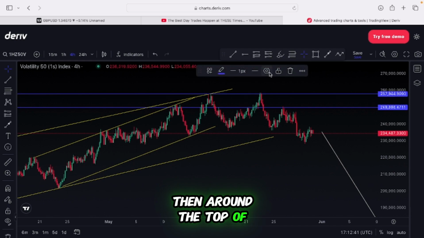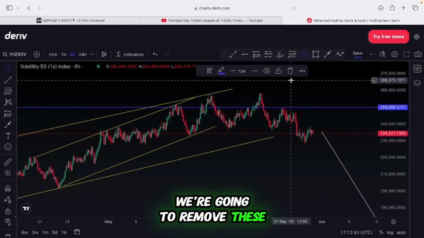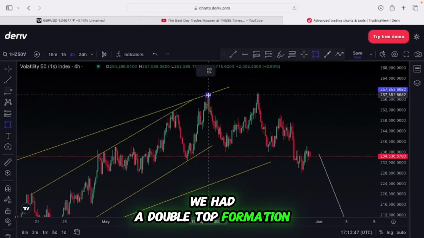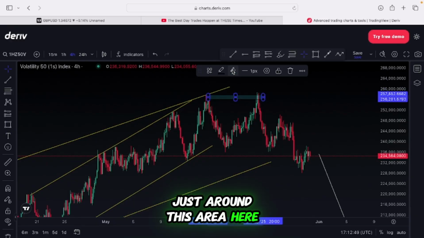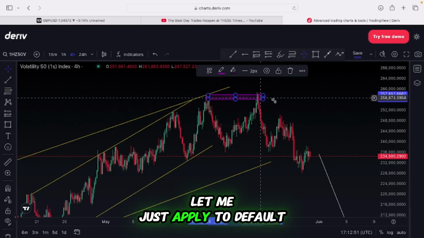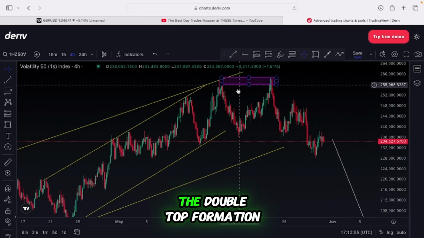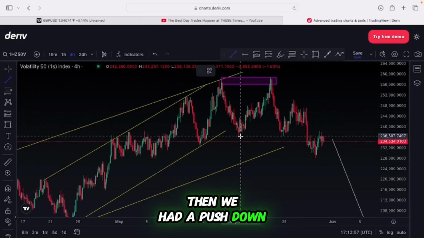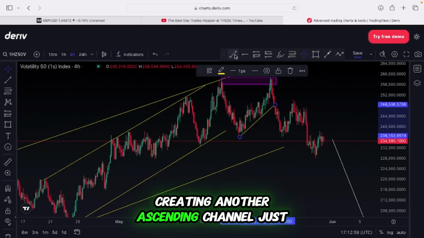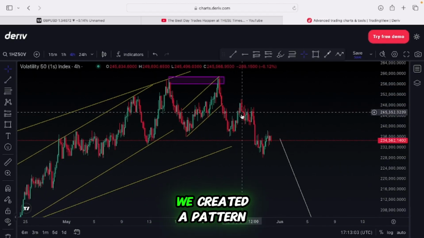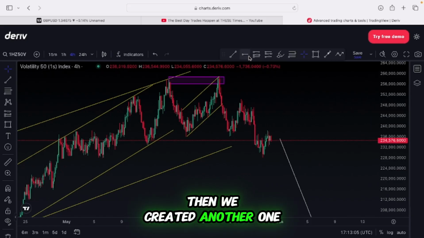Then around the top of the structure, we're going to remove these two here, just because I saw that we had a double top formation just around this area here. Let me just apply to default so that it can be clean. So as you can see, the double top formation, then we had a push down, creating another ascending channel just like this. Then we sold off, then we created a pattern, then we created another one.